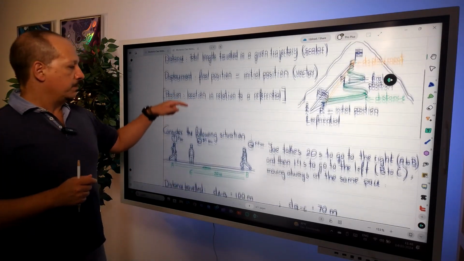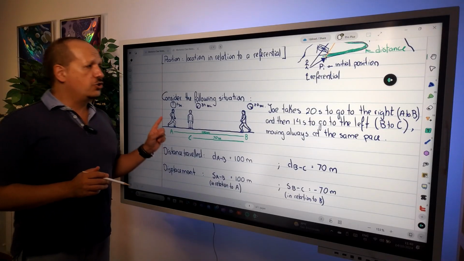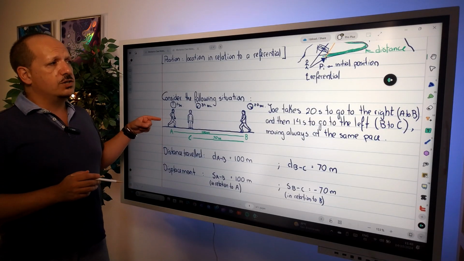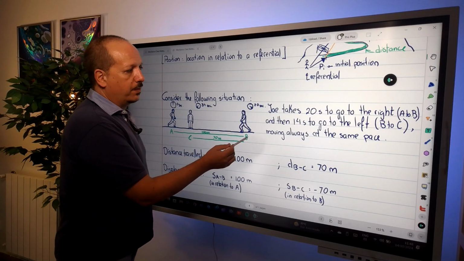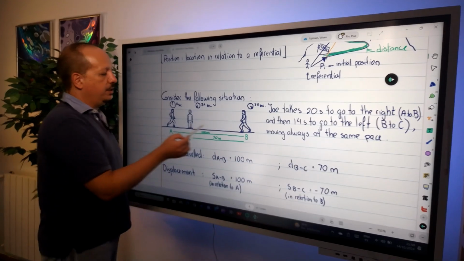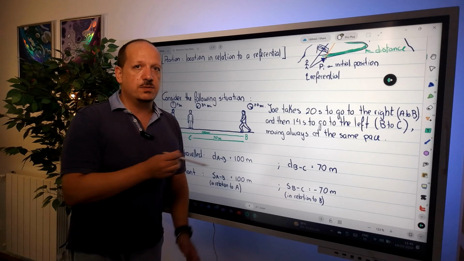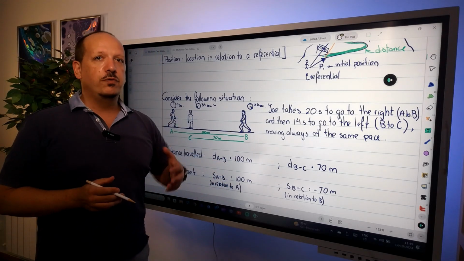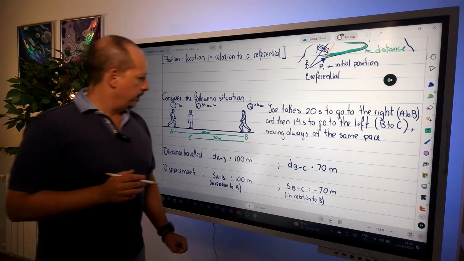Let's see a situation that encompasses everything that you'll need to know about displacement in a straight line. So consider the following situation. This is Joe. He's taking 20 seconds to go to the right, to go from A to B, and then 14 seconds to go to the left from B to C. He's always moving at the same pace, meaning that he's always moving at the same speed. We're going to talk about speed in the next lesson.